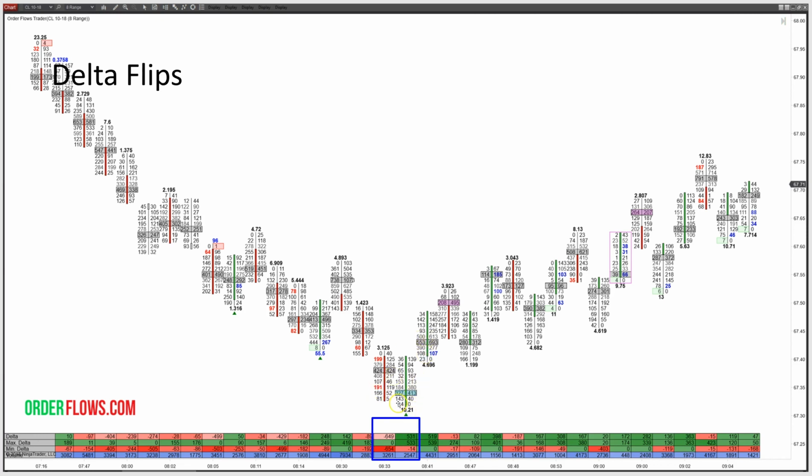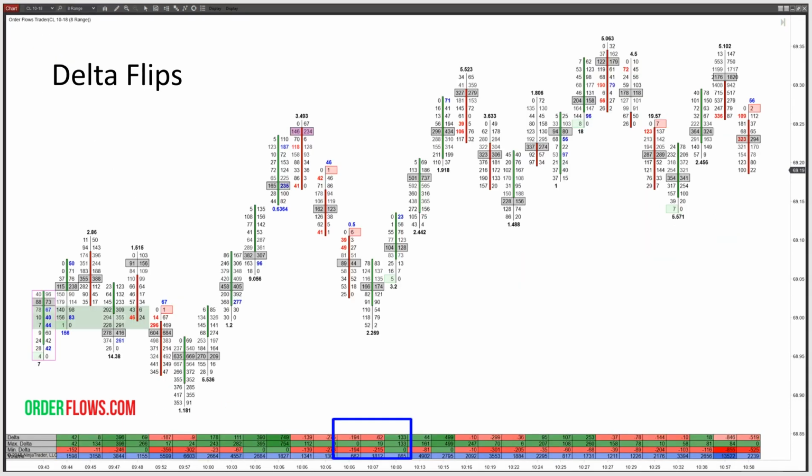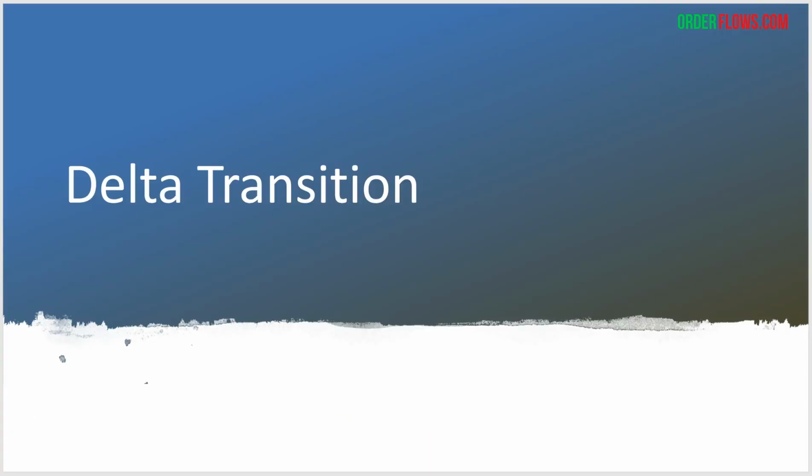But if you say, you know, I'm not convinced with this delta divergence, I'm not convinced that this is a flip, by the time you look at this bar and you think, oh my God, it's all positive delta, you know, 519 versus 539, 0 min delta, it's go time, so you could catch a nice 20 tick winner right there. So that's the flip basically in a nutshell.